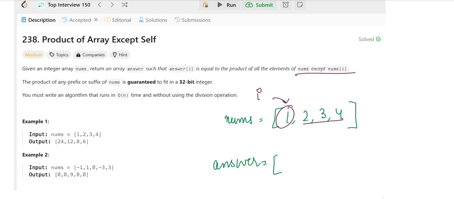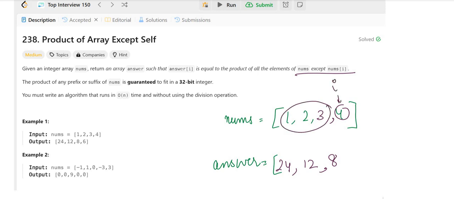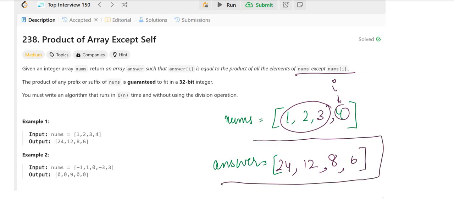2 multiply 3, 6, 6 multiply 4, 24. Then I am going to the next number for the value of i, which is 2. Then except for 2, all others I have to multiply. 3 multiply 4 will be 12. Again, incrementing the value of i, except for 3, I have to multiply all three numbers. 1 into 2 is 2, 2 into 4 is 8. Then, leaving this number, which is 4, I have to multiply all three. If i is at the last point, it will be 6. So, I have to return this array, which is 24, 12, 8, 6.